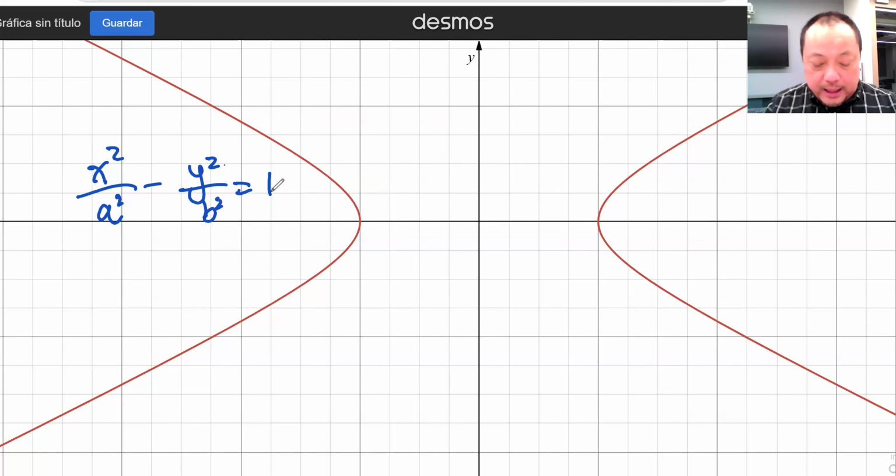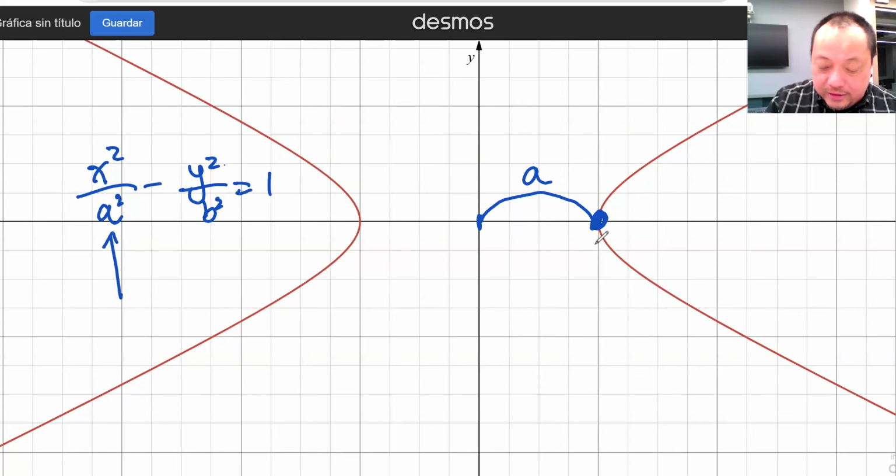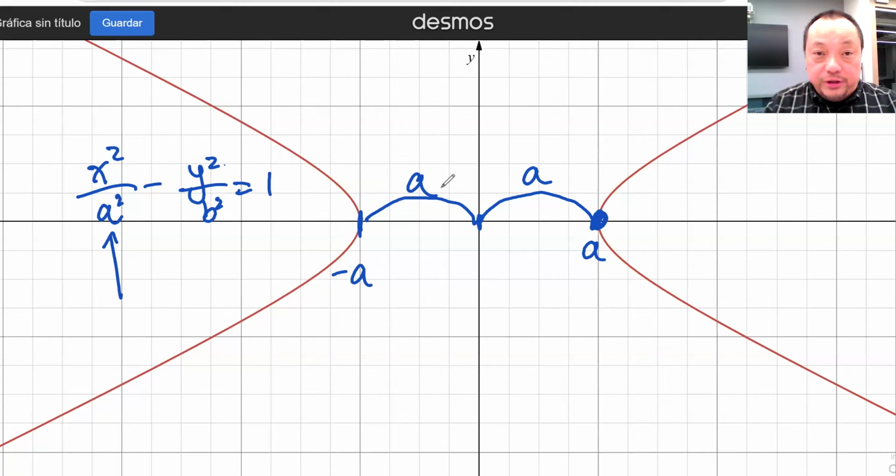Here's a hyperbola that opens on left and right. It has positive on the x squared. And the value a here is the distance from the center to a vertex. That's where a is on the graph. When the center is at 0, 0, the x value here is a, and the x value there is negative a. A is the distance from the center to the vertex. But it's not clear where b is on this graph.